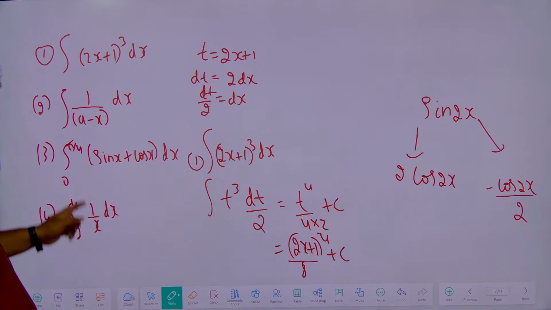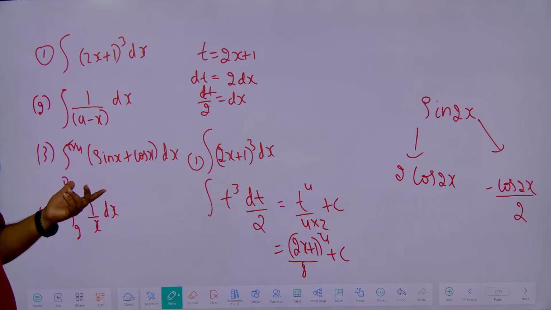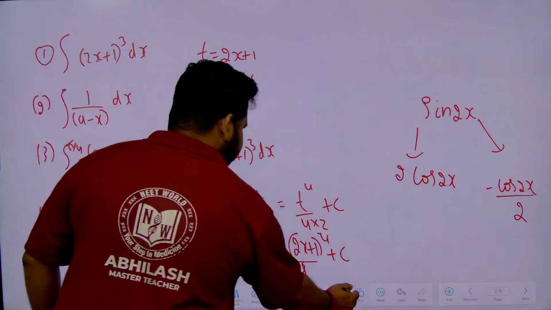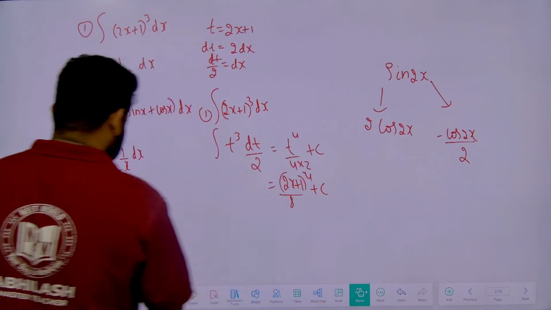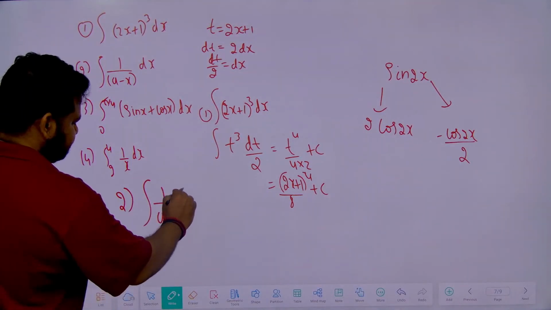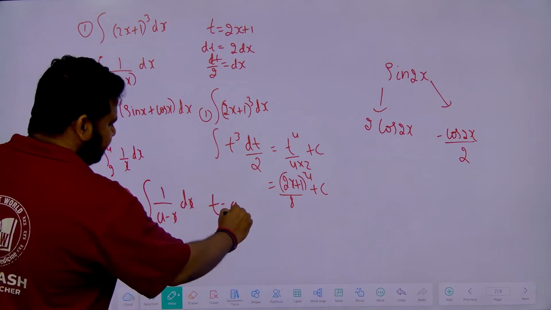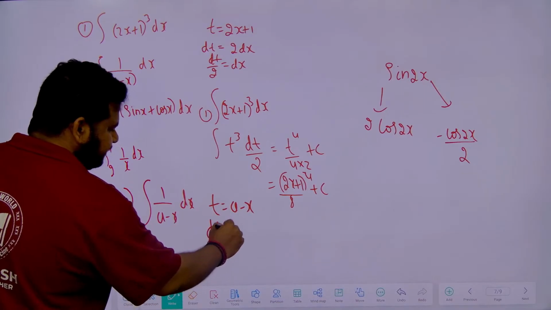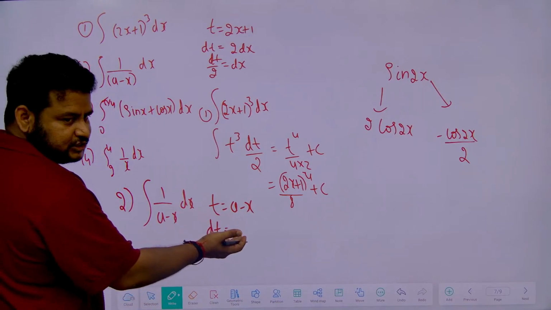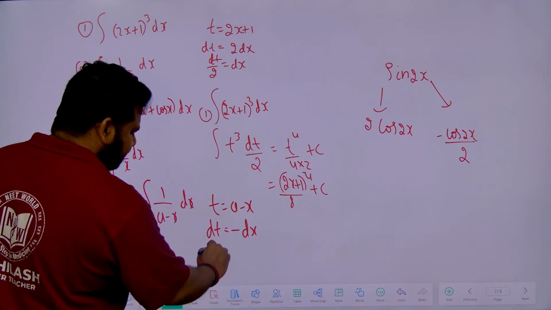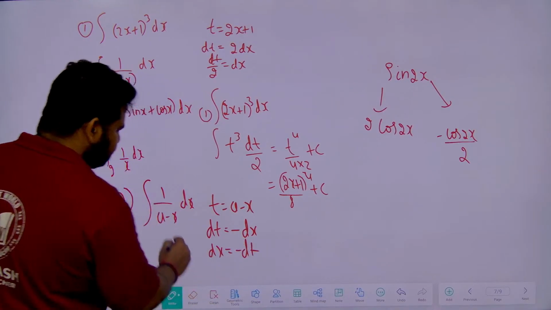We have to do the substitution. Look at this one, 1 by a minus x. There is no formula like 1 by a minus x for us. So what we will do, for a minus x, you will put t. Okay, second question. See here, integral of 1 by a minus x dx. Put t is equal to a minus x. Differentiate with respect to x. So dt will become equal to what? Differentiation of a is 0, constant it is. Differentiation of x is minus 1. So dt equals minus 1 into dx. So dx will become equal to minus dt.